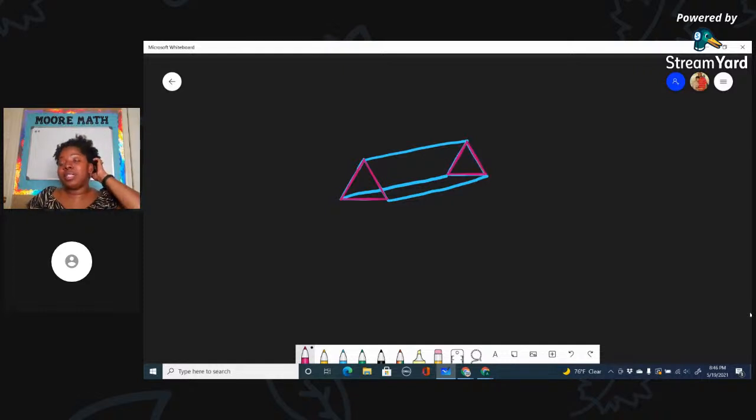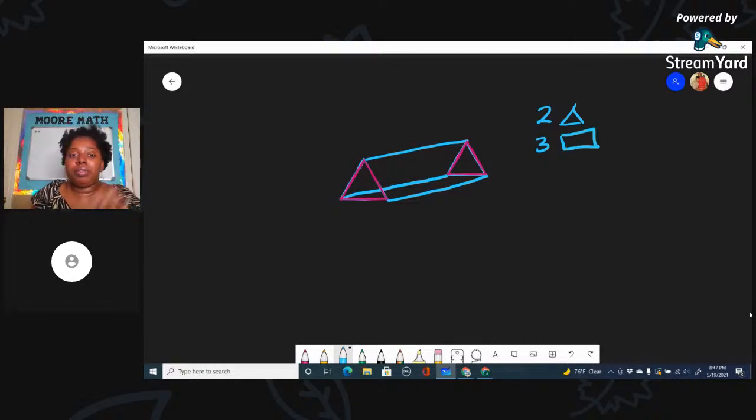Okay, so we have triangle sides, but if you look at what's on the bottom, what shape is this on the bottom? A rectangle. Yep. And then if you look at the side, what shape is this on the right side? A rectangle. Yep. And then the left side is a rectangle as well. So I just wanted to make sure you saw that we have 2 triangles and 3 rectangles here. So we have 5 sides.